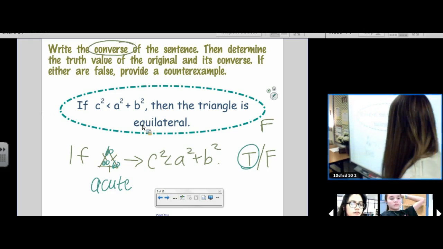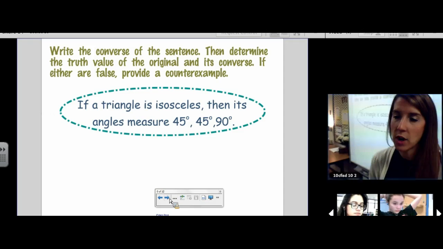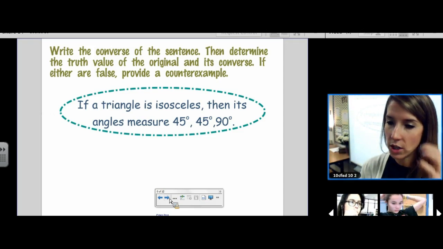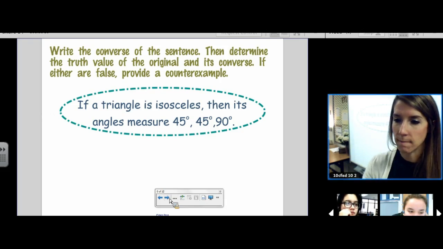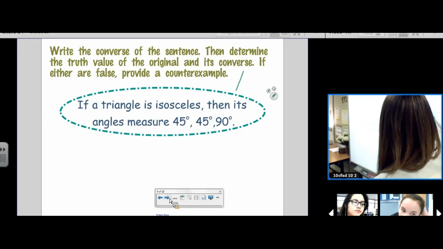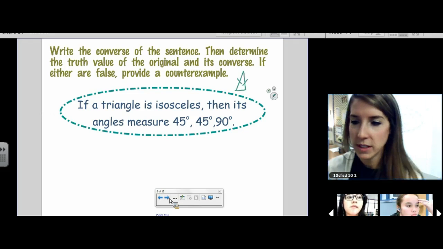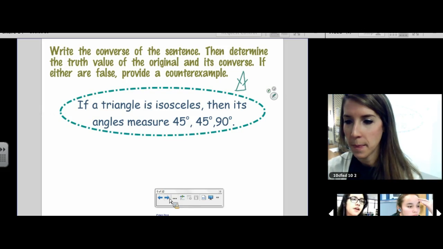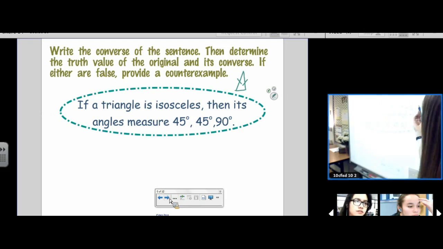Let's do one more logic problem. If a triangle is isosceles, then its angles measure 45, 45, 90. Agree or disagree? If its triangle is isosceles, then its angles measure 45, 45, 90. All right, what's that called? What did I just do? What's that called? A counterexample, right? I drew an isosceles triangle.